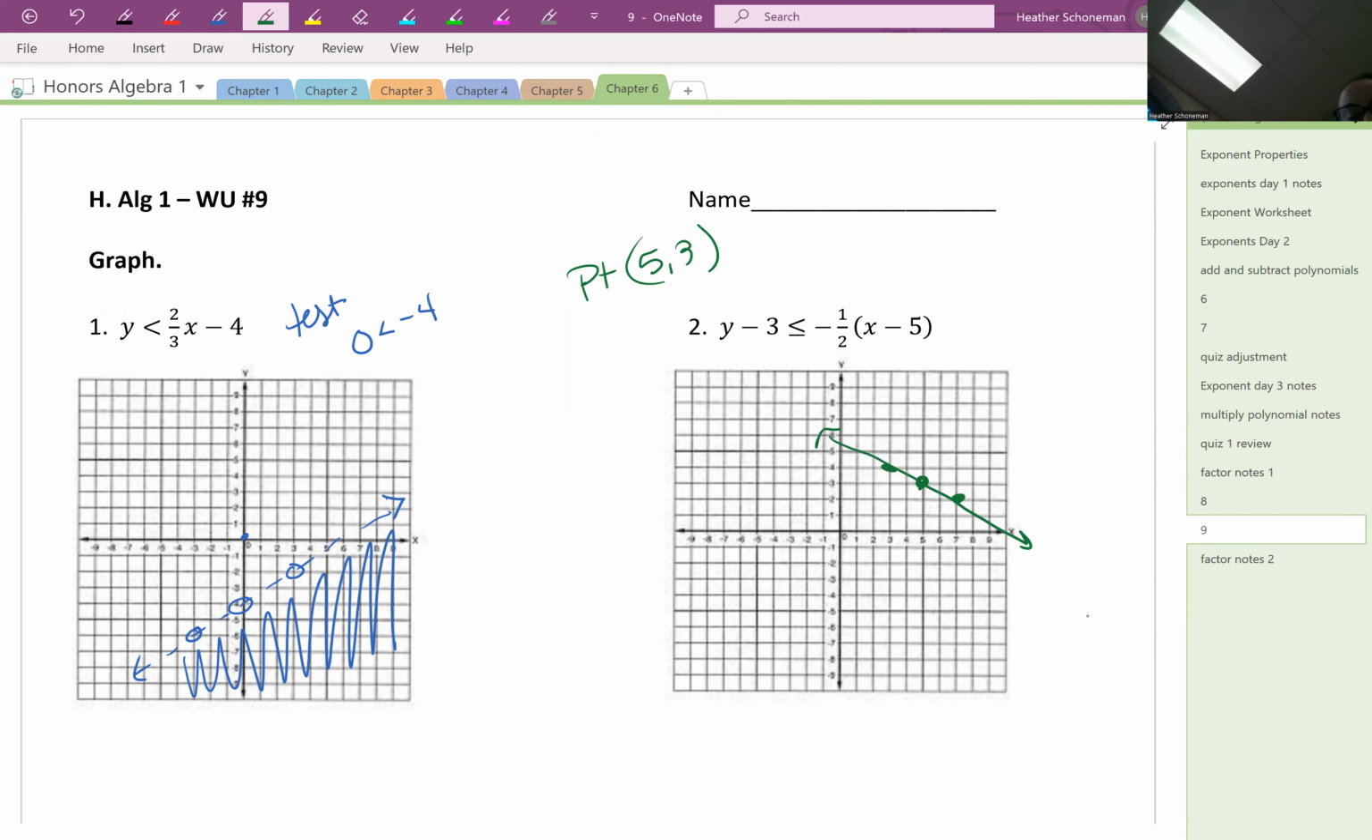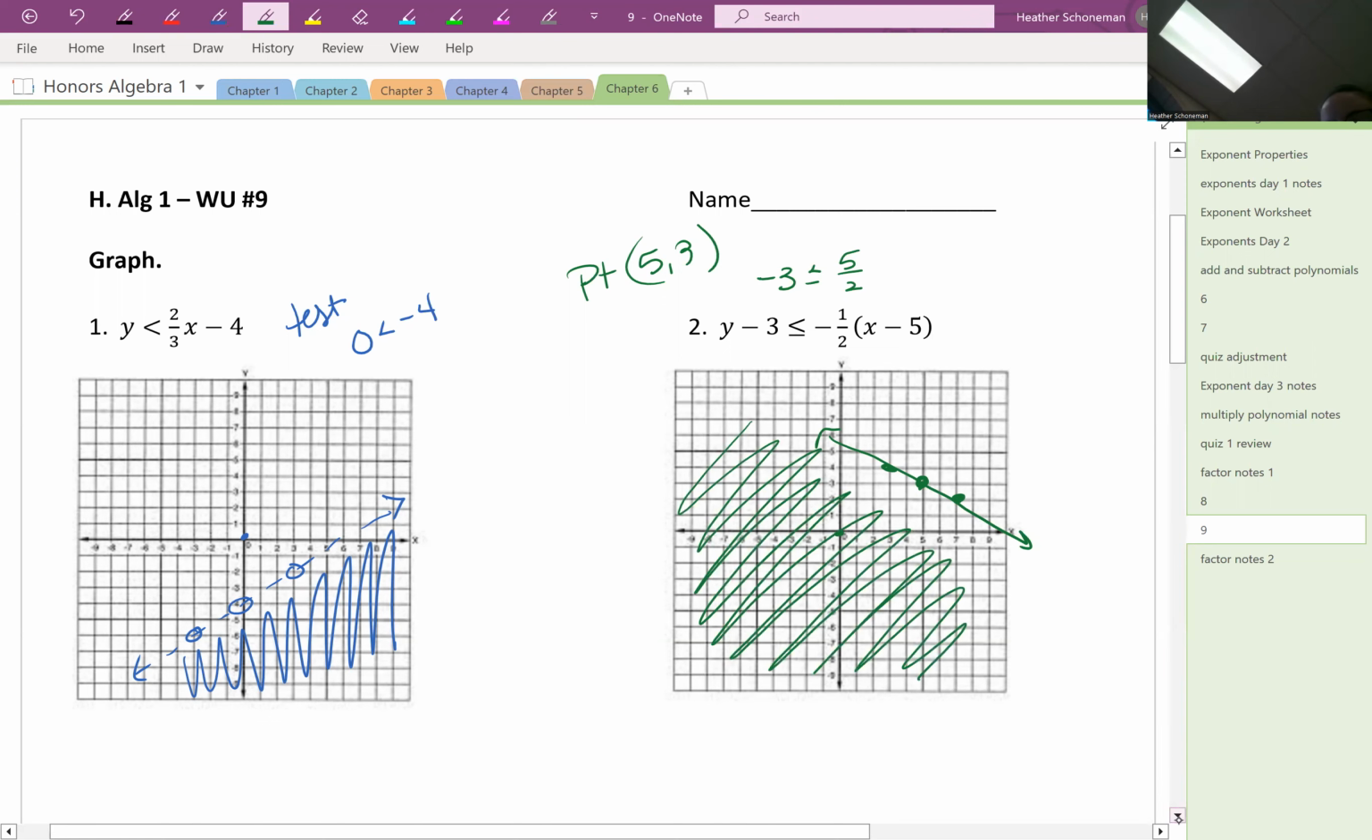And when we go to test it, if I plug in 0, I get -3 is less than or equal to 0 minus 5, which is -5, times -1/2, which is +5/2. So if you're not sure how to read it, think about it. Is a negative number less than a positive number? Well, of course it is. So 0, 0 is here. That's the true side. So that's where you're going to shade.